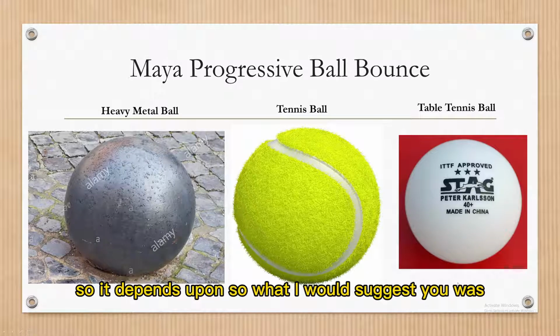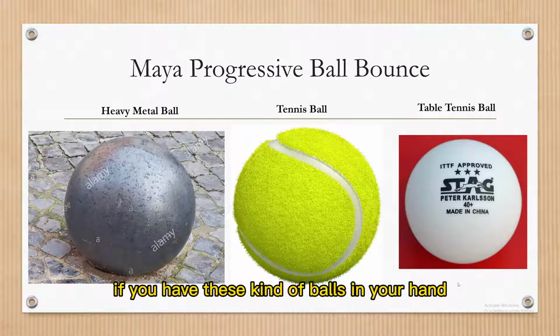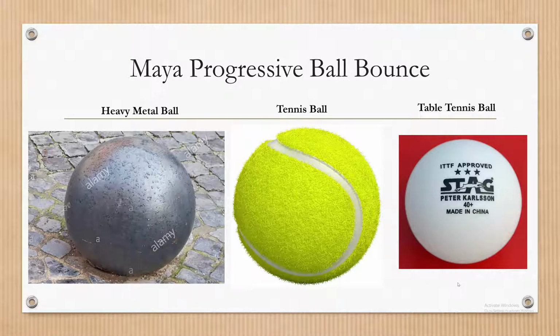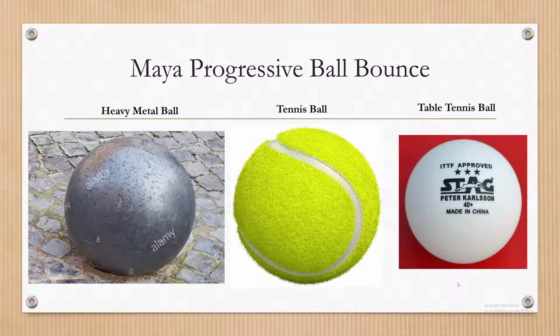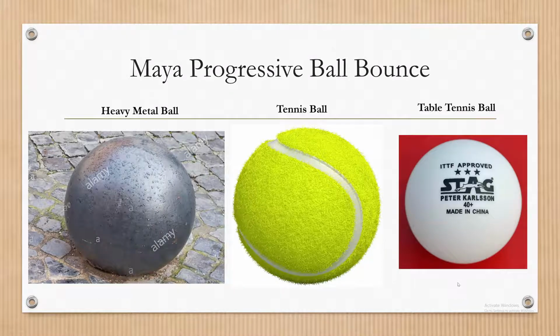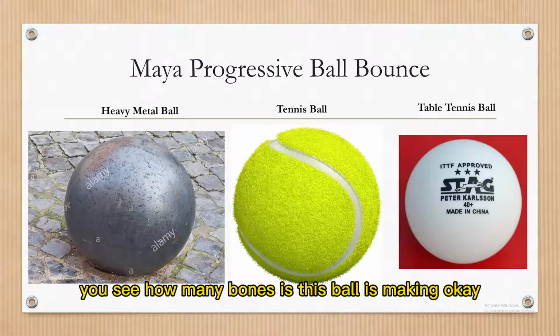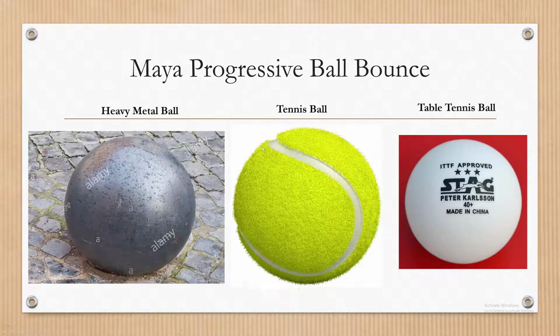It depends. What I would suggest is that I will also share some videos. If possible, if you have these kinds of balls in your hand, you can drop the ball from a distance in the air to the ground without giving any force. Just leave the ball so that you see how many bounces it makes. Approximately, a tennis ball might have a bounce of from 9 to 11.